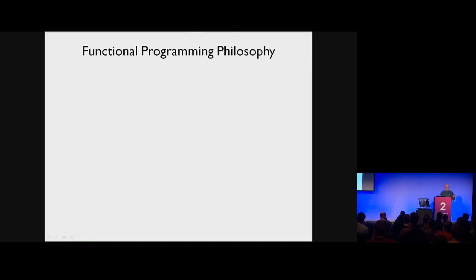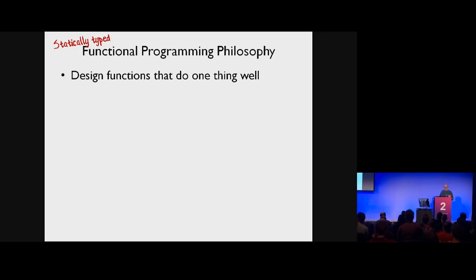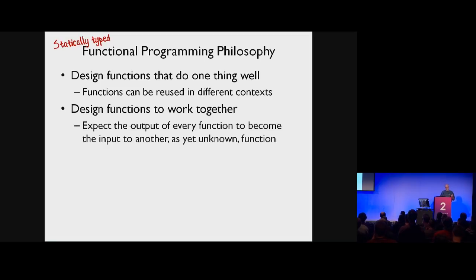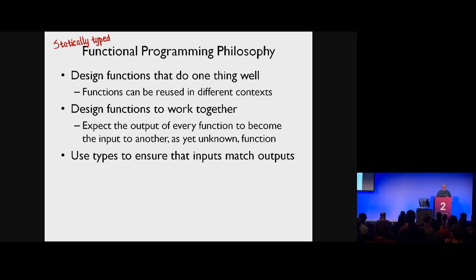Now let's look at the functional programming philosophy, which is very similar to the Lego philosophy. And by the way, I'm talking about statically typed functional programming. The dynamically typed functional programming is similar, but there's a little bit of difference. So in functional programming, you try to design functions that do one thing well, the SOLID principles applied to functional programming too. But the functions can be reused. So you design your functions to be reusable. And you design them to work together. And you expect the output of every function might be the input to some other function. You design them so that you might be working with pieces that you don't even know about yet. And by the way, if you're familiar with the Unix philosophy, this is exactly the same as the Unix utility philosophy, right? And in statically typed functional programming, we use the types to ensure that the inputs match the outputs. We make sure that you can't accidentally put the wrong kind of thing together. So this is the functional tool, designing things that do one thing well. The toolkit is a very generic set of functions that you use as your building blocks.